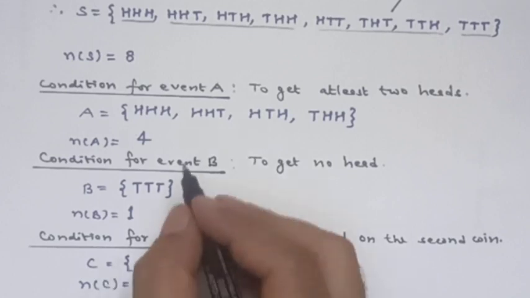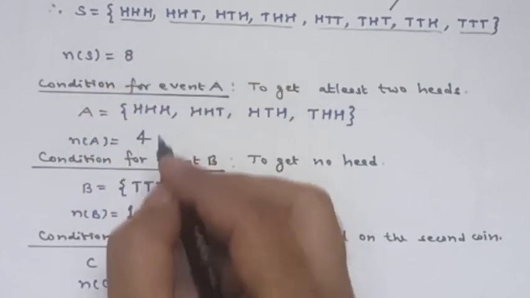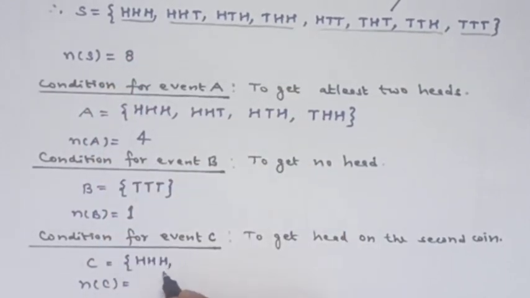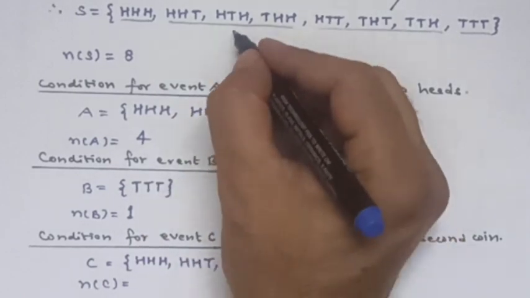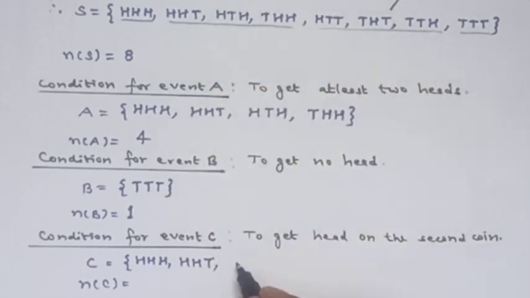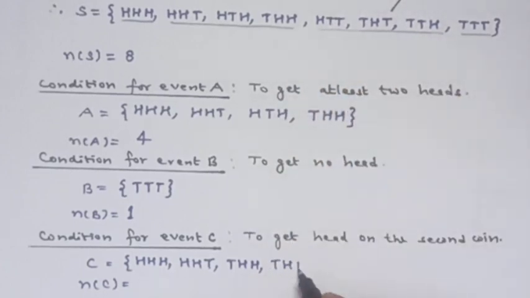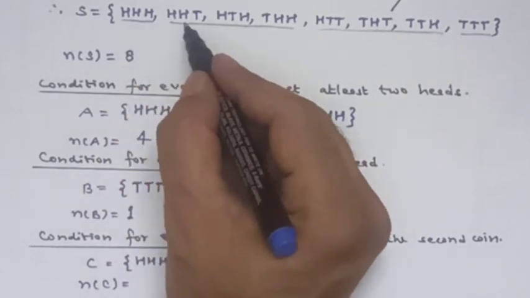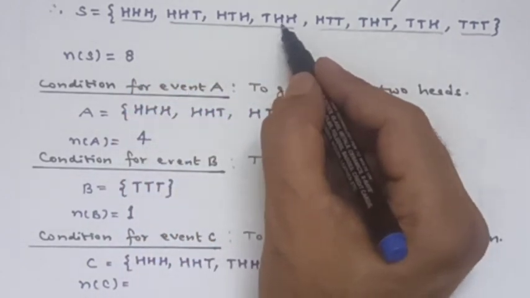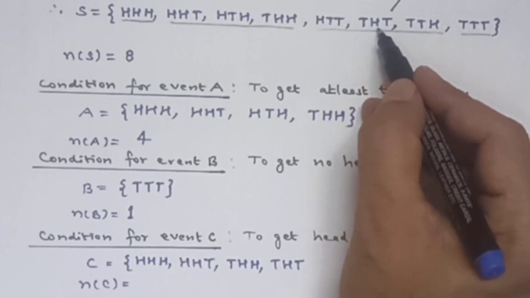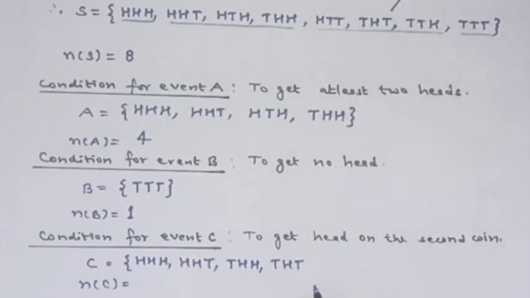C will be subset. Second is head, so write H, H, H. Again second is H, so H, H, T. Here it is T, so don't write. Here again it is H, so T, H, H. Not possible. Again here it is there. So look at this: 1, 2, again 3, then again 4. I don't think more than that you are having. So stop here only. So NC is equal to 4.